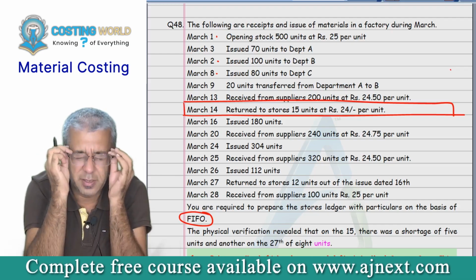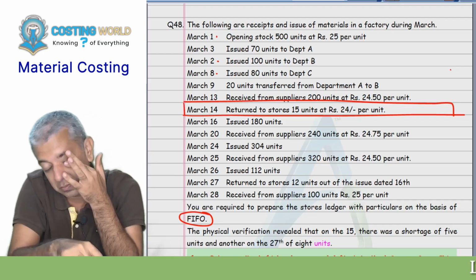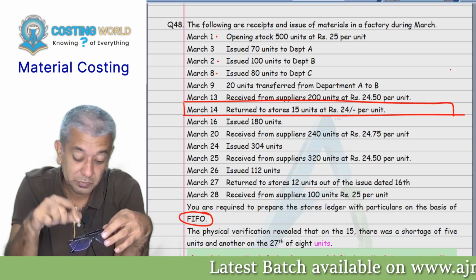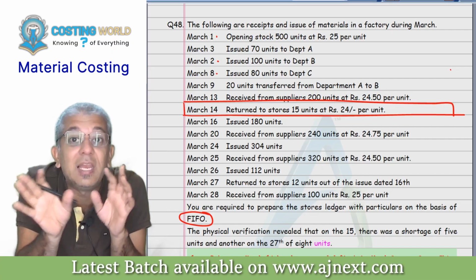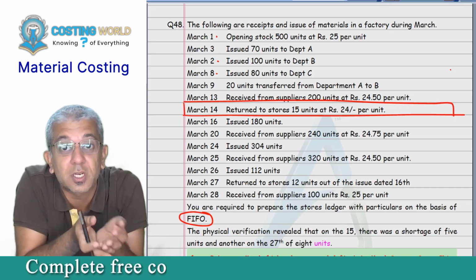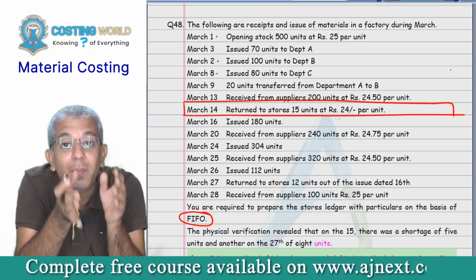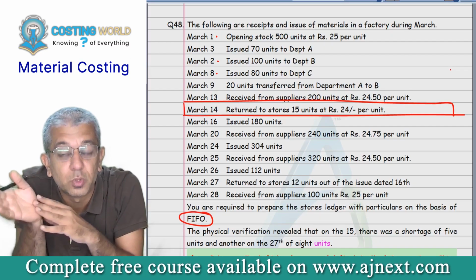We are talking of material, beta. We are not even dealing with the customer. This is not a finished goods account. This is a material account. Tell me, you would have issued the materials to whom?